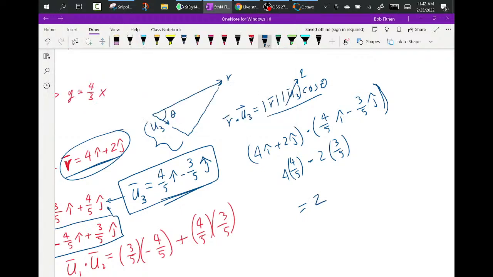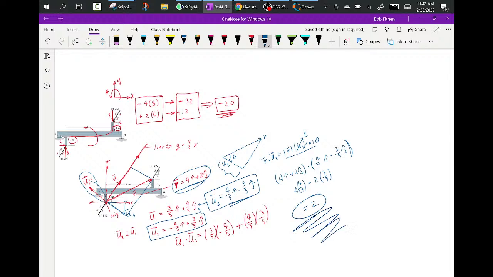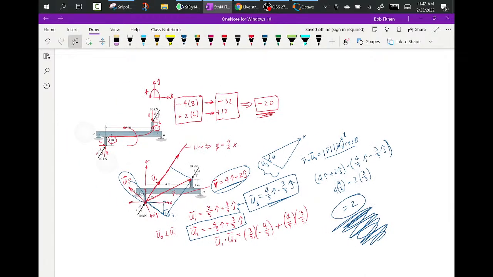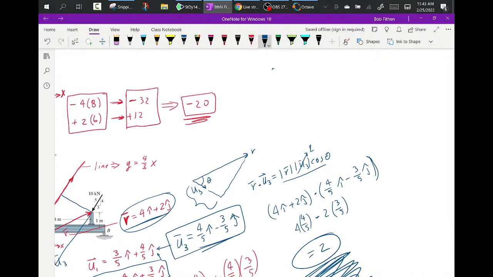Equals 2. Wow. So the distance between these is 2. I did all that work, but I found the actual distance between these two forces. Now, if this distance is 2, let me copy this again. Copy. This time we'll drop it right there.